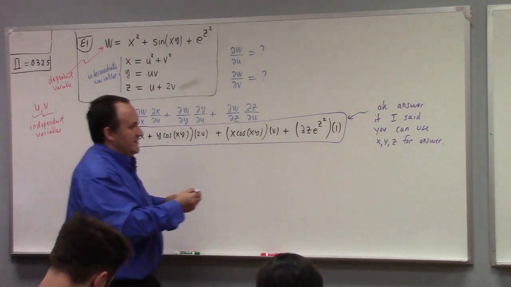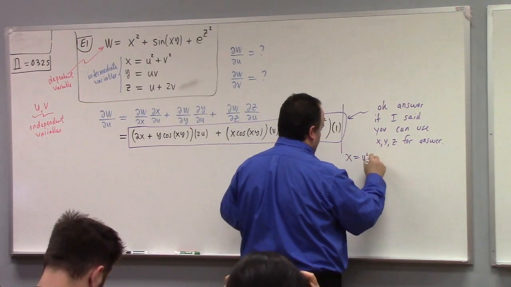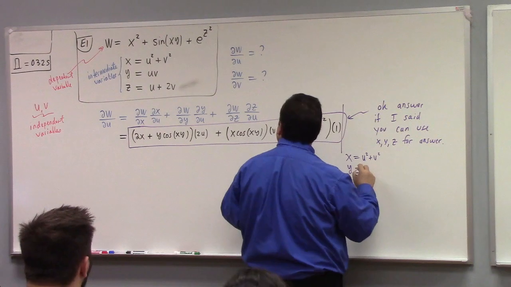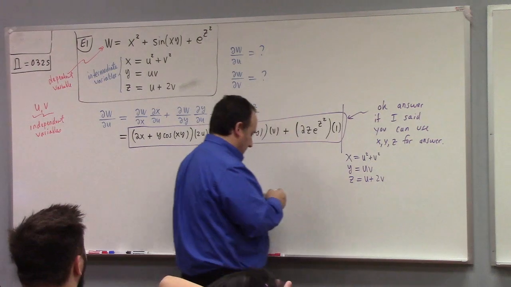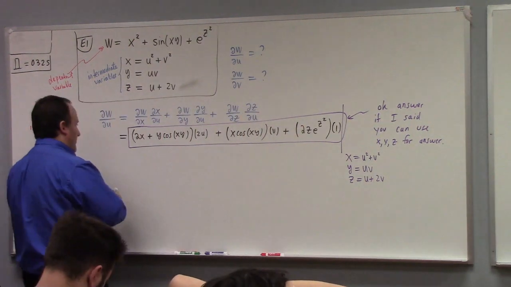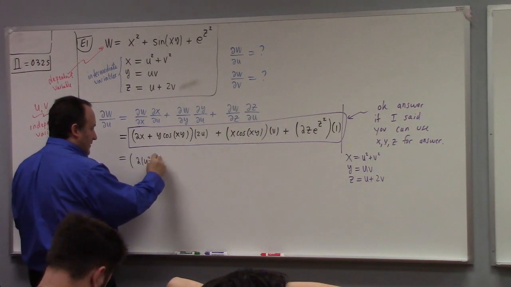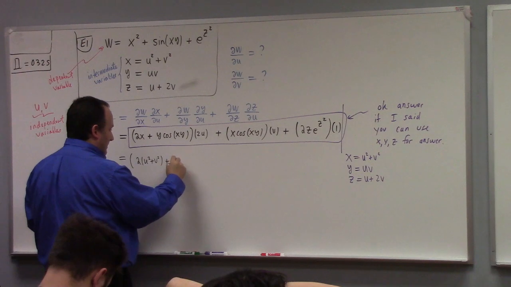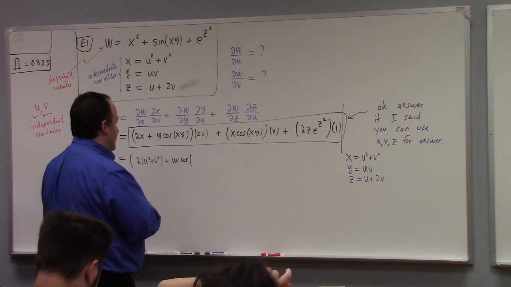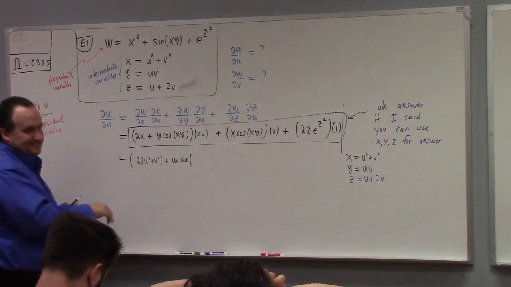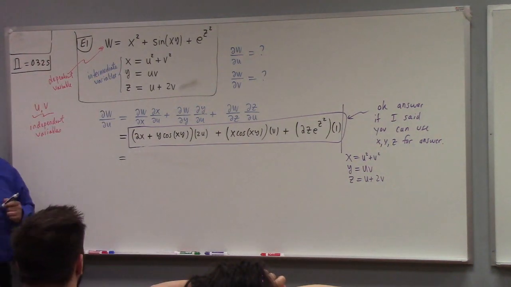So this is subject to the condition such that x is equal to u squared plus v squared, y is equal to uv, and z is equal to u plus 2v, which I will write out. I'm going to regret doing this, but here it is. This is actually 2 times u squared plus v squared plus y, which was uv, cosine of what you got there. Well, if I was smarter, what would I do here before I did this? What could we do before I did that if I wanted to make it explicit?